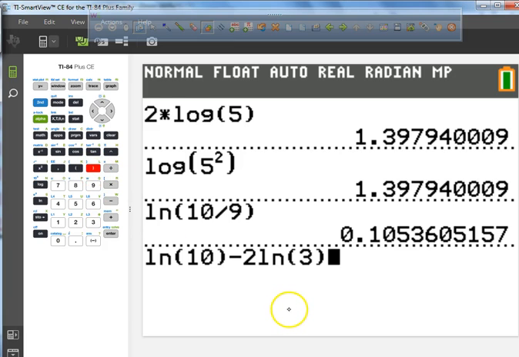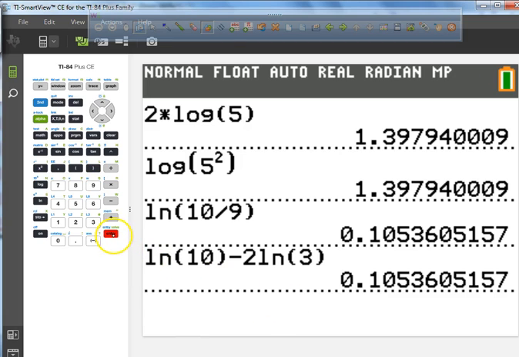If we did it correctly, what should we get as our answer? Right. The exact same. And if you notice, does this decimal right here match this decimal? Yes, it does. That means we got it right. If it didn't match, that means we did something wrong.